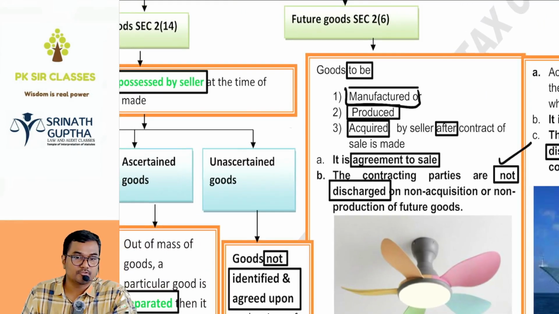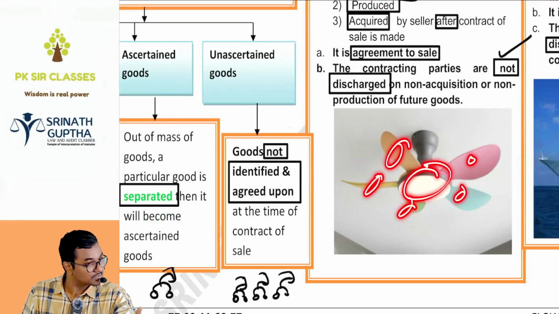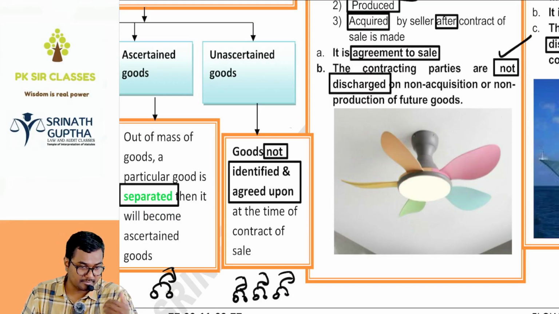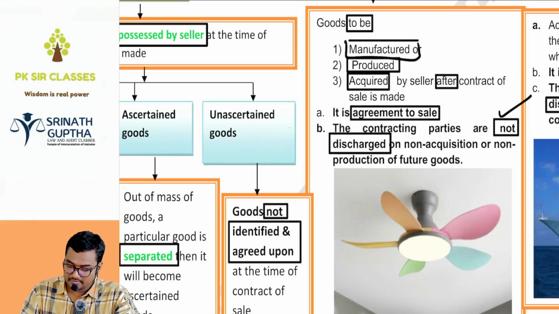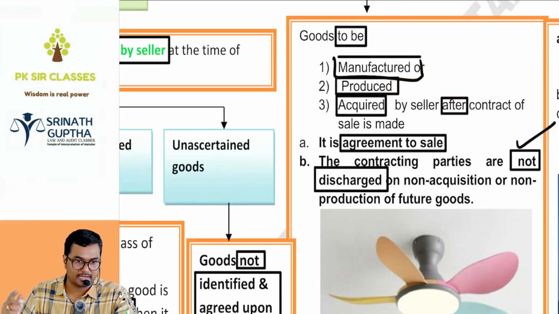Next, future goods. So Satvika needs a fan. It should have 5 colors. Right now this kind of fan is not there. If you give me an advance, I will manufacture it. So these are goods to be manufactured, produced or acquired after entering into the contract of sale. If you enter into an agreement, we will manufacture specifically for you. It is an agreement to sell.